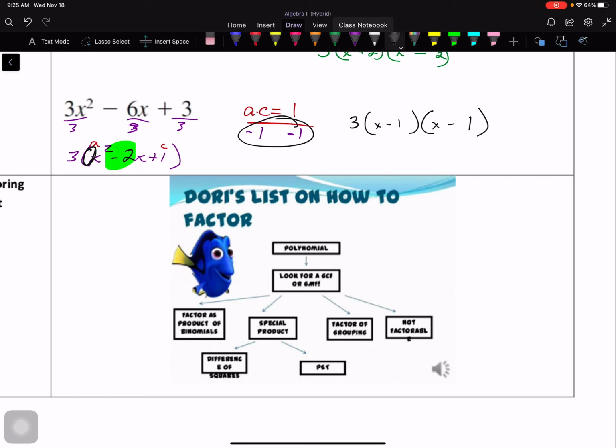Factor as a product of binomials. If it's a special product, it's either going to be the difference of squares or the sum or difference of perfect cubes, which we talked about just last week. Factor by grouping, which we're going to do today, or it's not factorable at all.